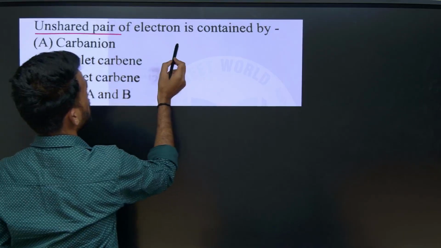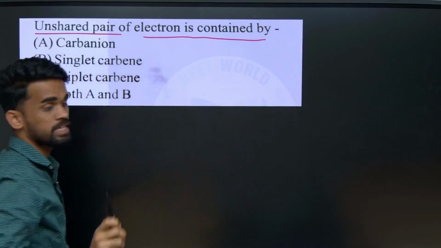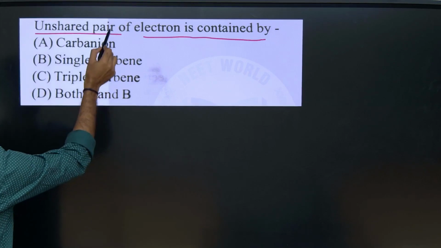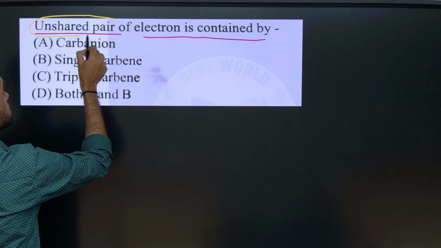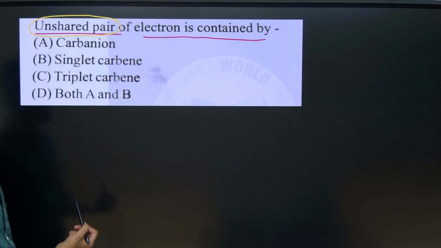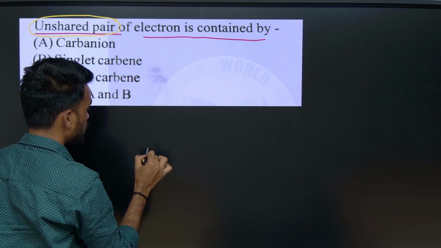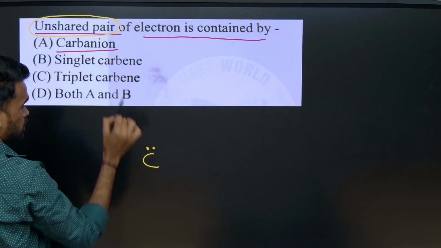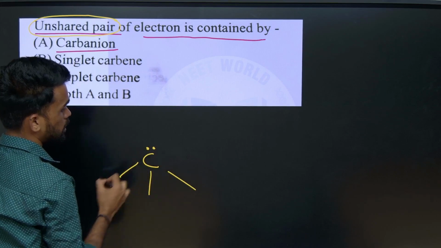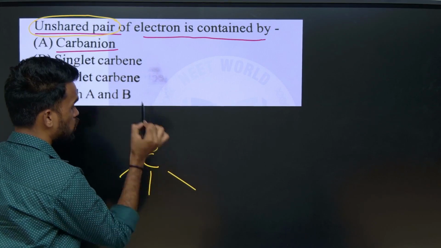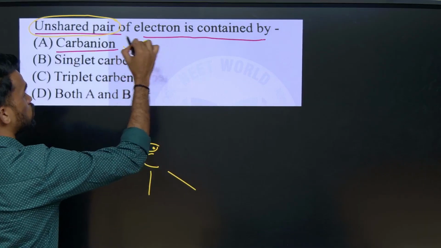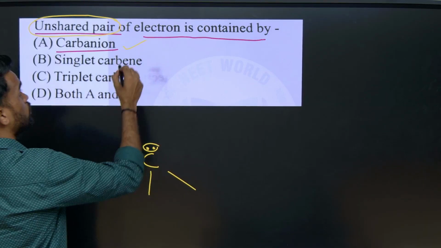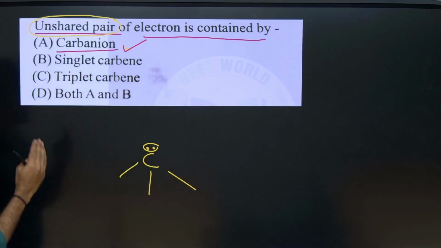Now, unshared pair of electrons. Read the question carefully. He is saying unshared pair of electrons. It means there should be a pair of electrons on them. So carbanion will be having 3 bonds and a pair of electrons is there. So the first one is correct only. You have to be very careful while reading the question first.